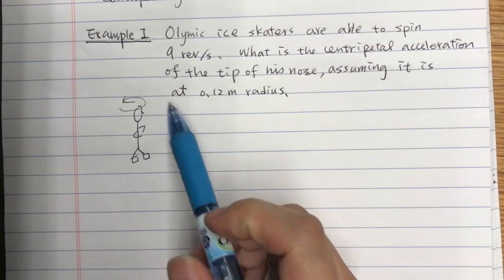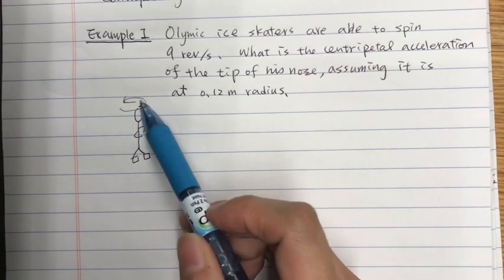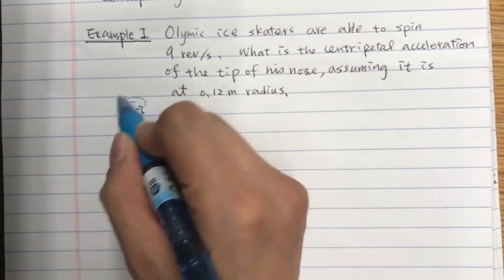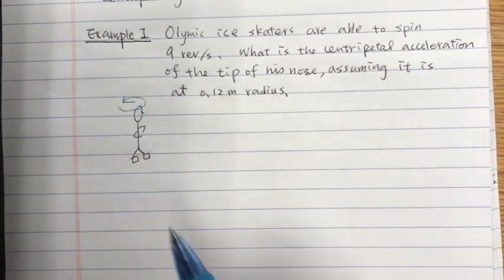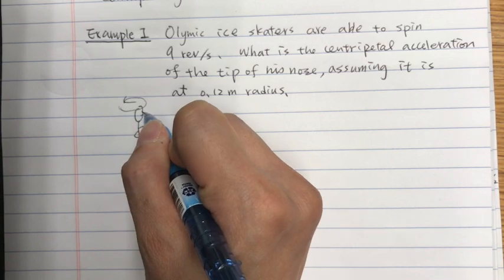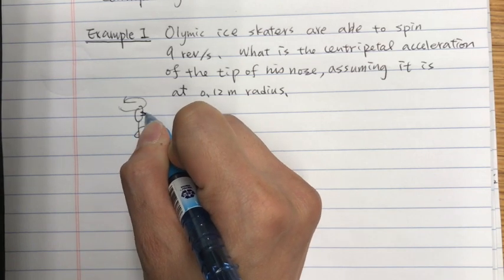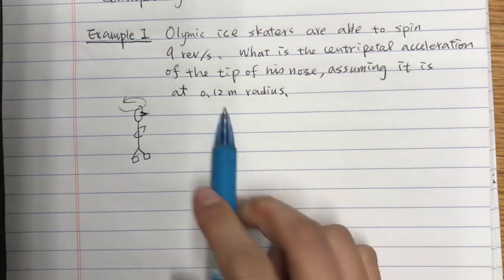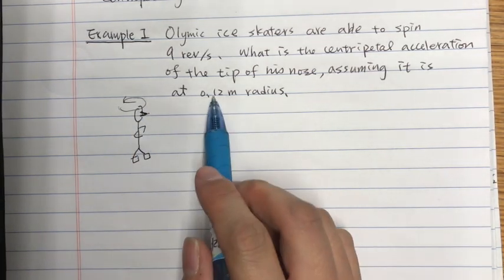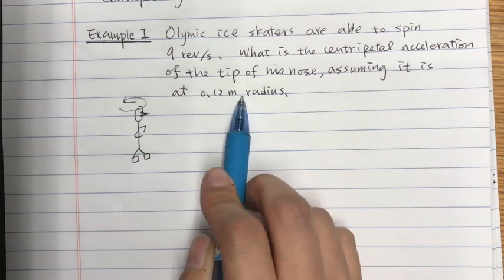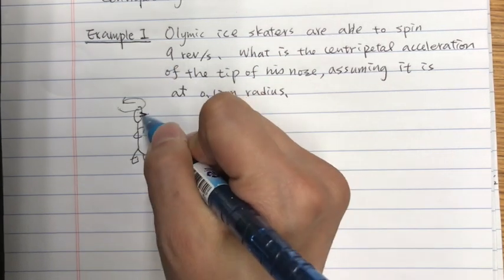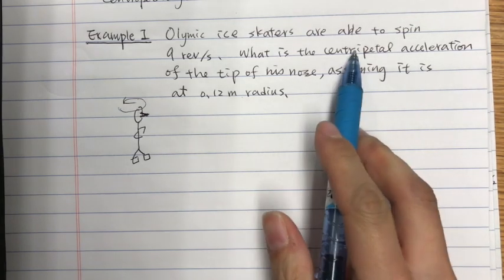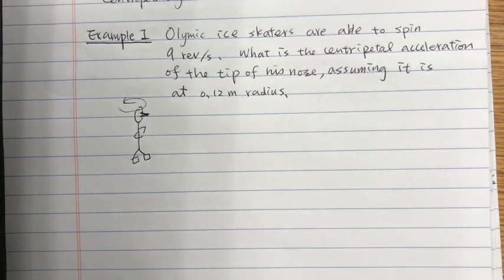So now I draw these pictures to help me think. This is an ice skater, and he or she is spinning. Let's say it's a he, then he has a huge nose, which is 0.12 meters away from the center. That's the tip. So how do we figure out the centripetal acceleration?